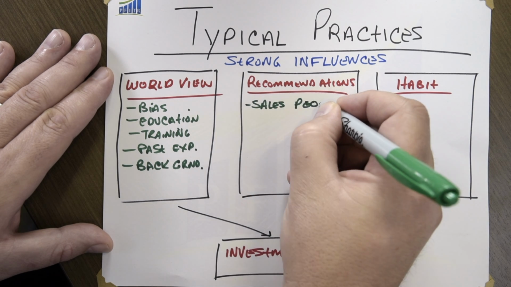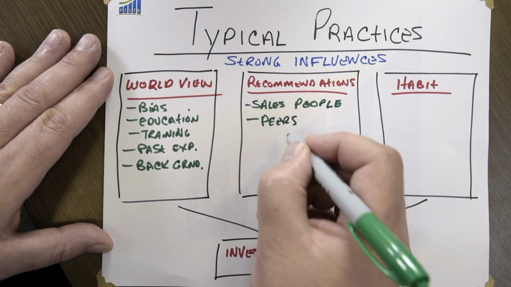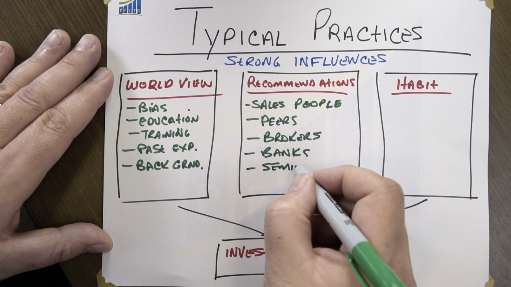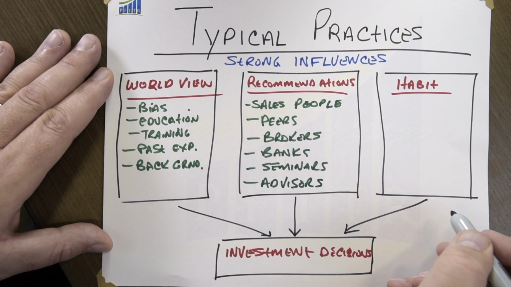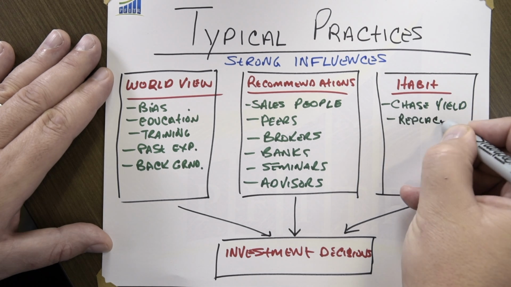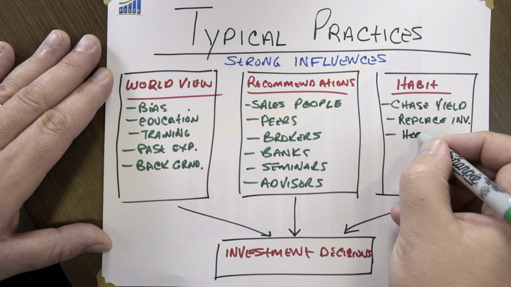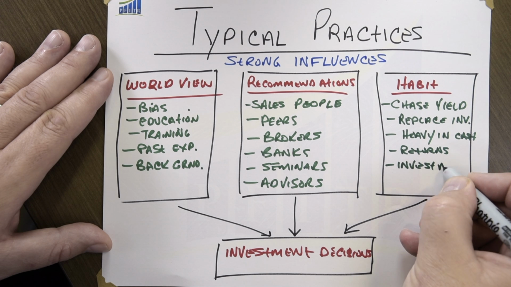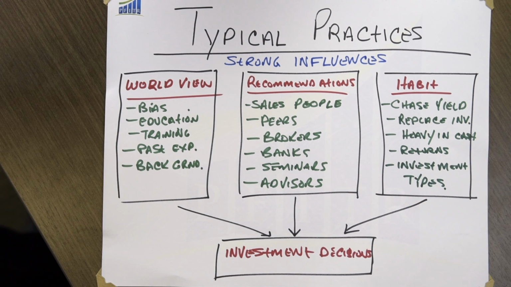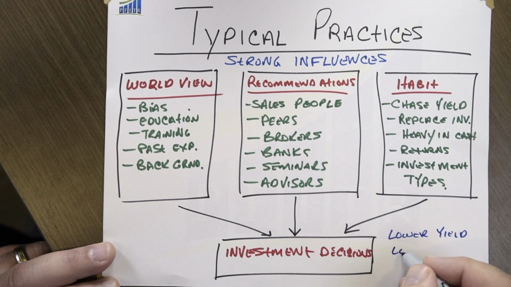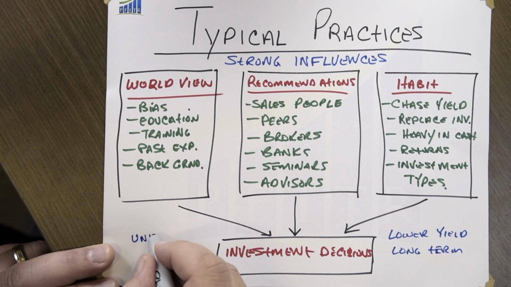And the recommendations from salespeople, peers, brokers, banks, seminars that we attend, advisors, and then a lot of people are in the habit of just chasing the highest yield, or they just replace investments as soon as they're called, or they're heavily into cash, or maybe they're going after the highest returns, or there's an investment type that they just like. They have to have that one. Well, the challenge is we face lower yields over the long term, and we have unknown risks when we go about doing it this way.